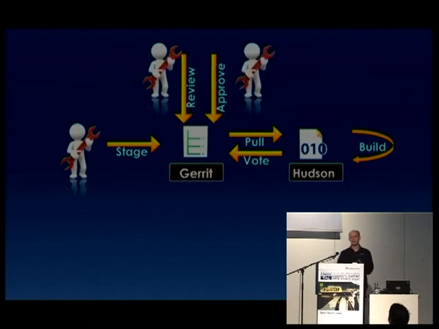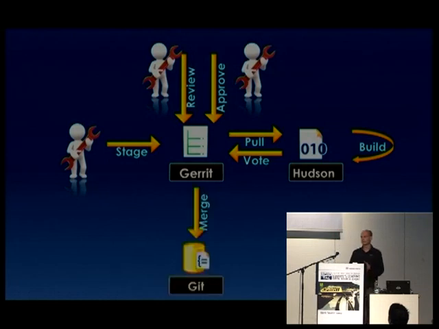But only after the review is approved and is actually submitted, only then does Gerrit put it into the master branch. And so only then it becomes visible to somebody else. And since we already validated it, we know that it probably works.